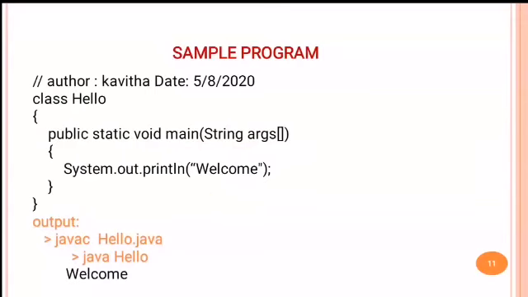So finally, the output. For the output, first you compile the program. For compiling we use the javac command, then you give the file name. Here the file name is hello.java. Then you run the program with java hello. So finally the output is printed.